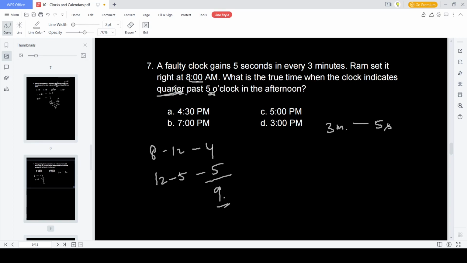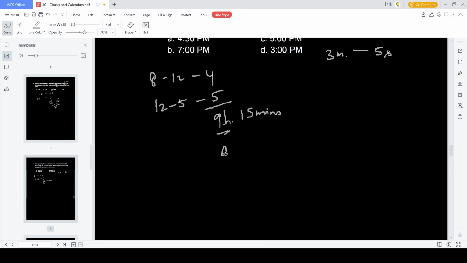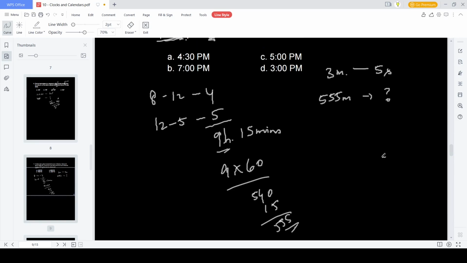Okay, quarter past 5 means 5:15. Okay, so it is nothing but 9 hours 15 minutes. So if you want to convert that into minutes, you'll have it as 9 into 60, that is 540, plus 15, which is 555 minutes. Okay, so in 555 minutes, how many seconds did it actually gain? We need to find out. That is nothing but 555 into 5 by 3.